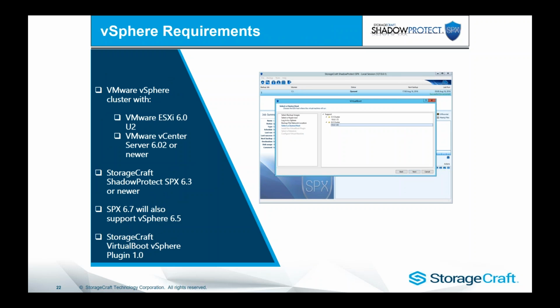The vSphere integration is compatible with ESXi 6.0 update 2 or newer, and that's in collaboration with vSphere. That was released with ShadowProtect SPX 6.3. Again, when SPX 6.7 comes out at the end of the month, it'll include better support for vSphere 6.5, which is the most recent release that they have there. So there are some scenarios where the current release of SPX isn't as compatible with the newer version of vSphere, so that is ironed out in 6.7, and there is a free plugin that facilitates that process.